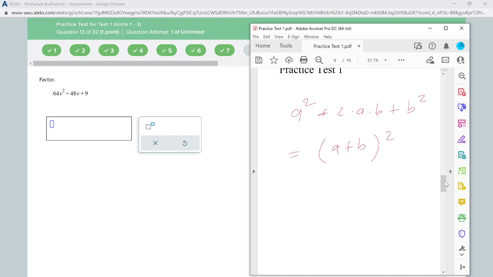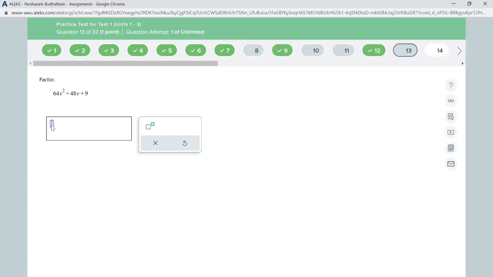In our example here, you can write this 64v square as 8v whole square, and then you can write the last term 9 as 3 whole square, and you can write the middle term as 2 times 8v times 3. If you multiply this, it's going to give you 48v. That's why it's a perfect square trinomial. In this case, your a would be 8v and your b would be 3, so the answer would be 8v plus 3 whole square.